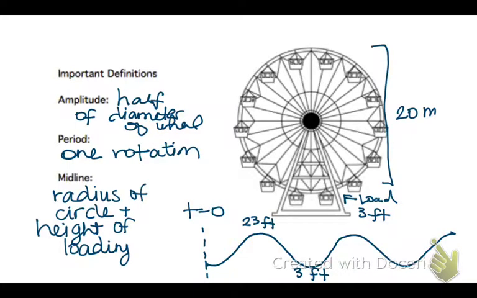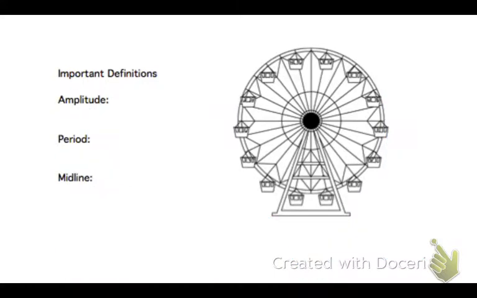And so my amplitude in that case would be 10. It's going to be half of the diameter of the Ferris wheel. And so then your midline is going to be, in this case, at 13, because that would be half of the diameter, which is the radius, which is 10, and then the loading platform is 3 feet off of the ground. So just things to think about as you're working through those types of problems.